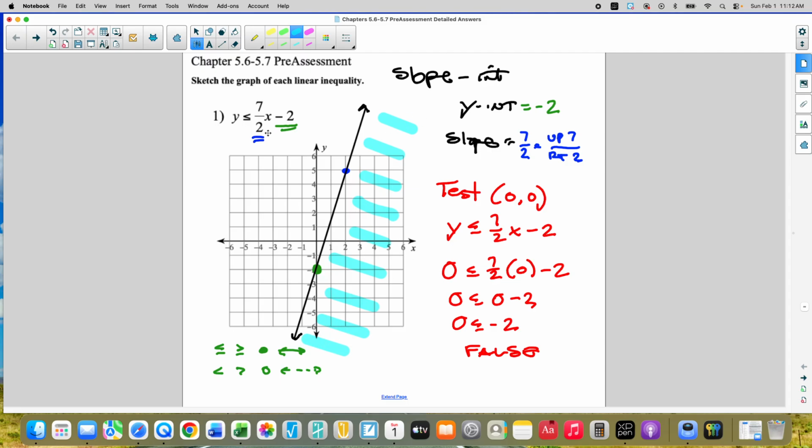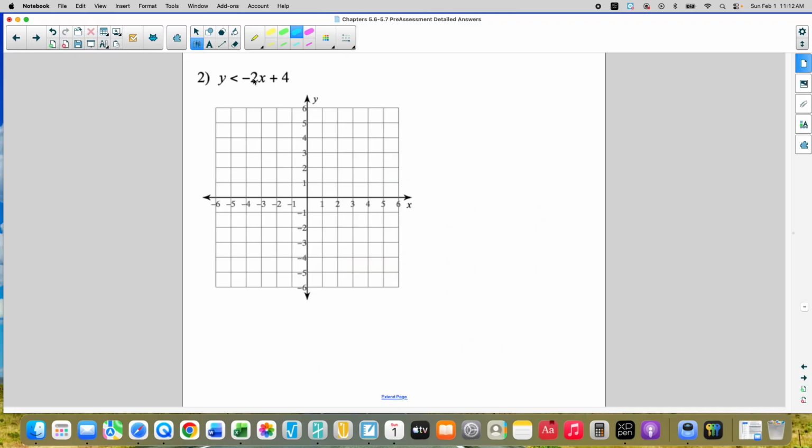All right, here we go. Same thing, it's in slope-intercept form. My y-intercept is going to be 4. My slope is going to be -2, which is -2/1, which is down 2, right 1. My y-intercept, my point 4, is going to be an open circle because it's a less than sign.